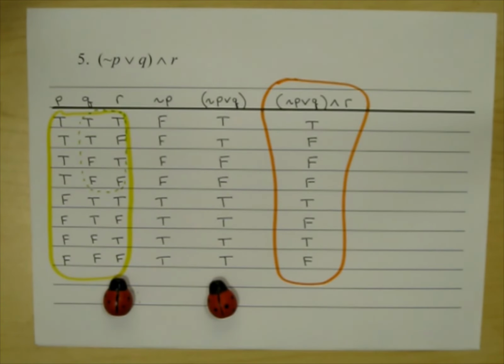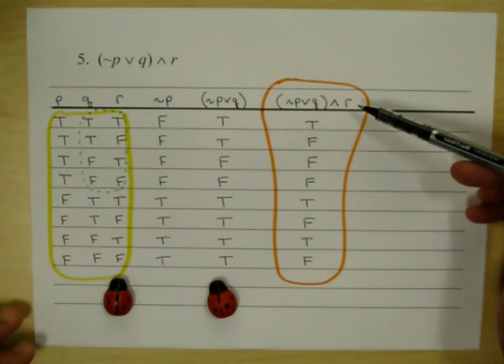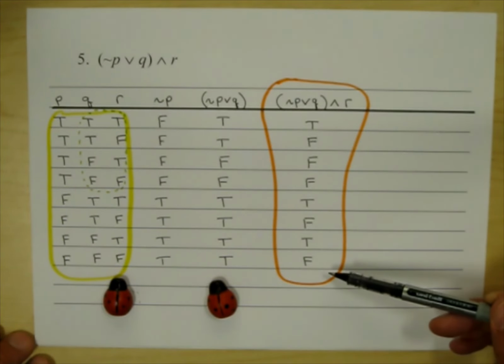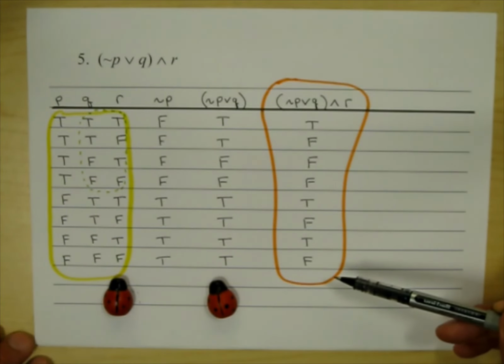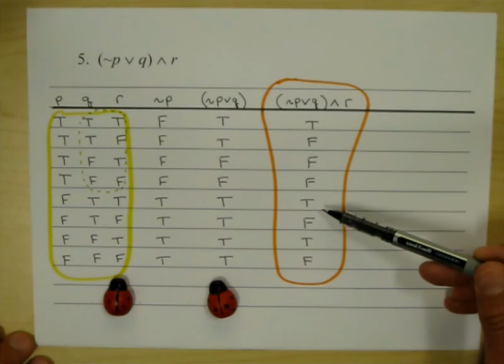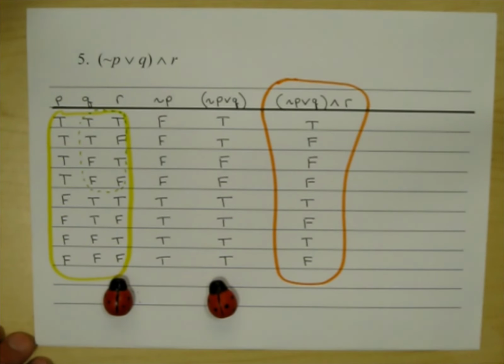So anyway, there is our final column that I circled in orange. True, false, false, false, true, false, true, false. And so that's how you do truth tables with 3 letters. Normally I would say let's just end this lecture, but I think we need to practice one more, and then we'll figure out those puzzles.